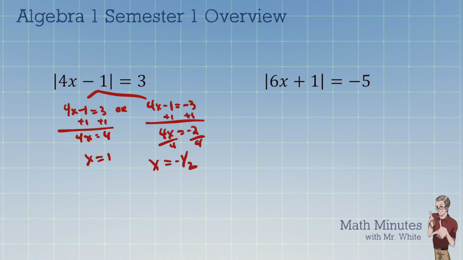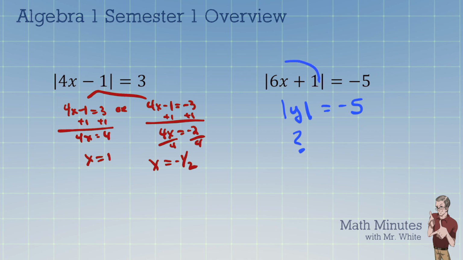Now take a look at this next example. You might be thinking, why is he doing another one? It seems like I've got it, right? But look at this. The right side is negative. So let me ask you this. What could be inside that would ever be negative after you take the absolute value?